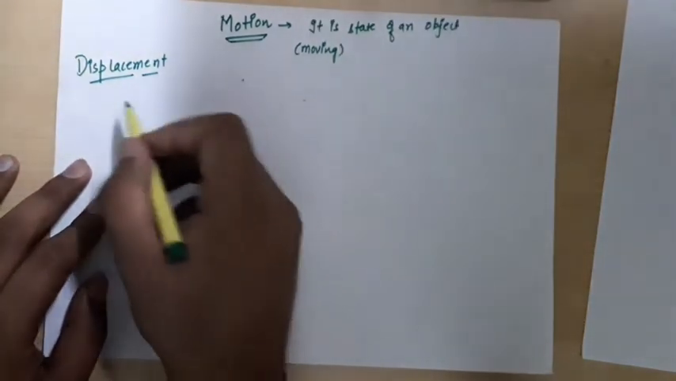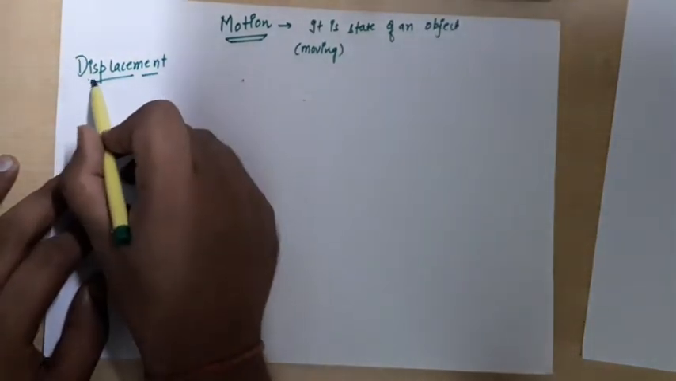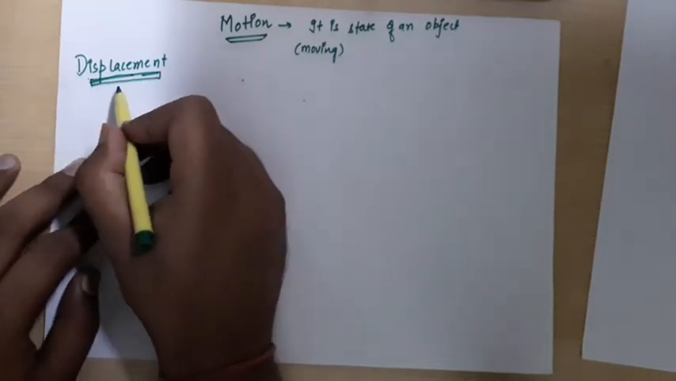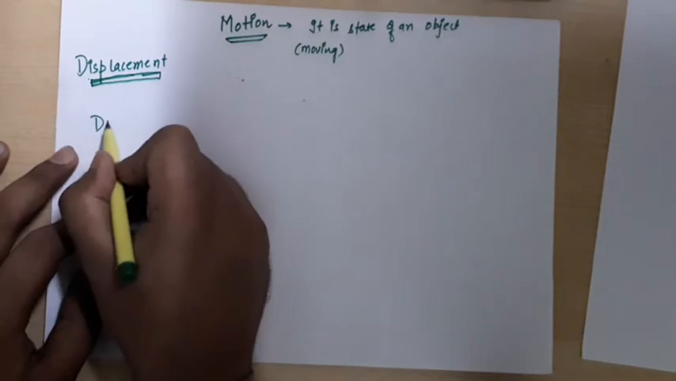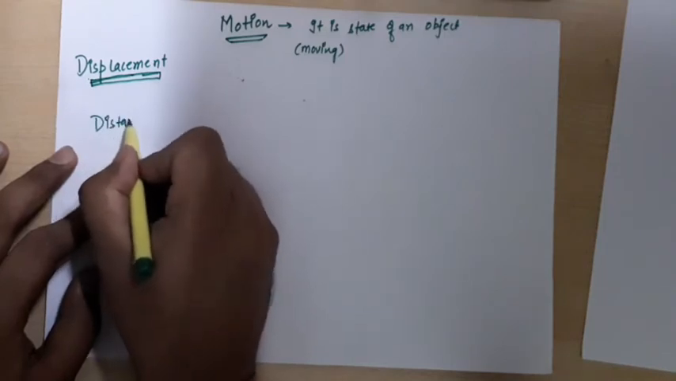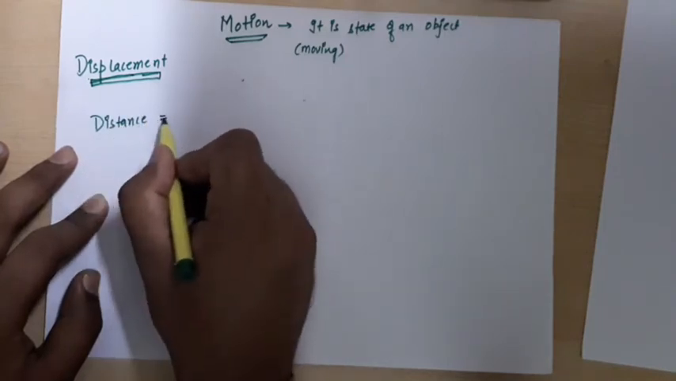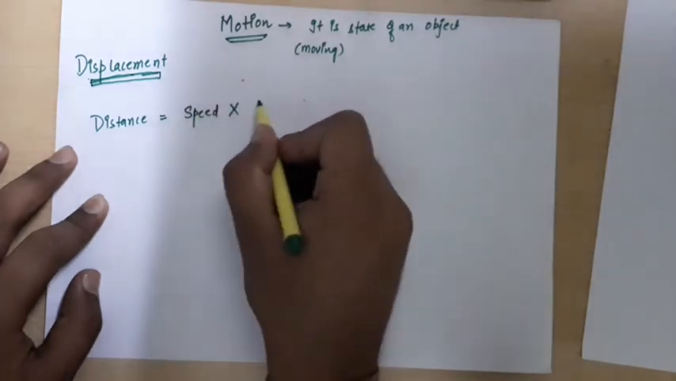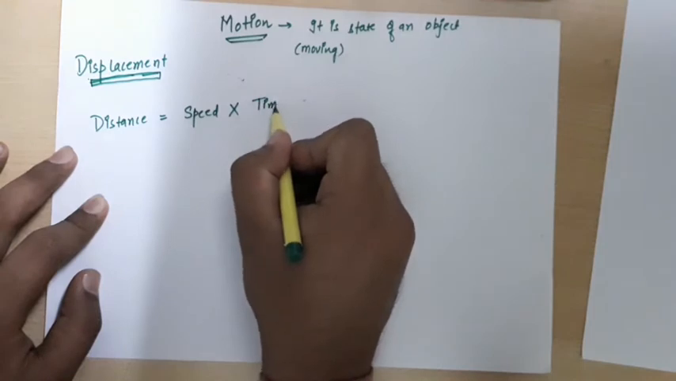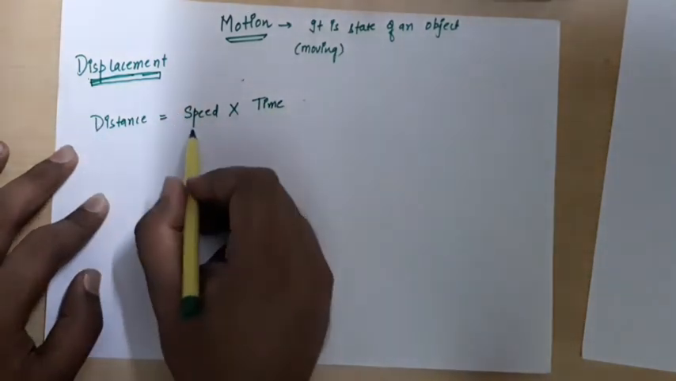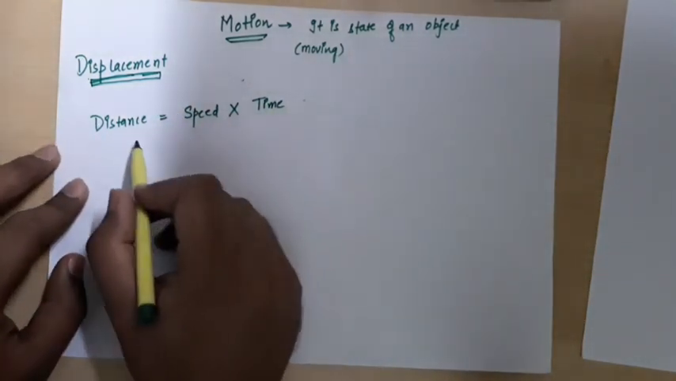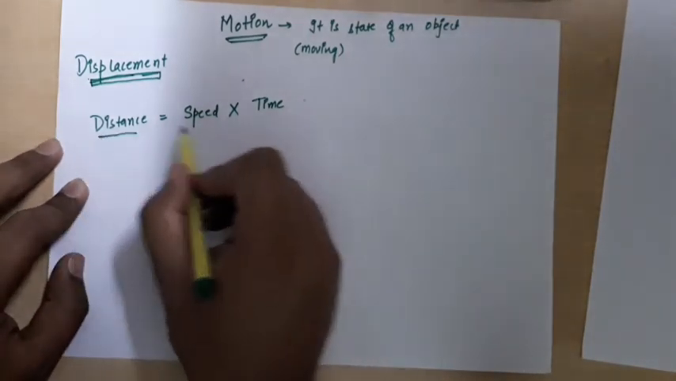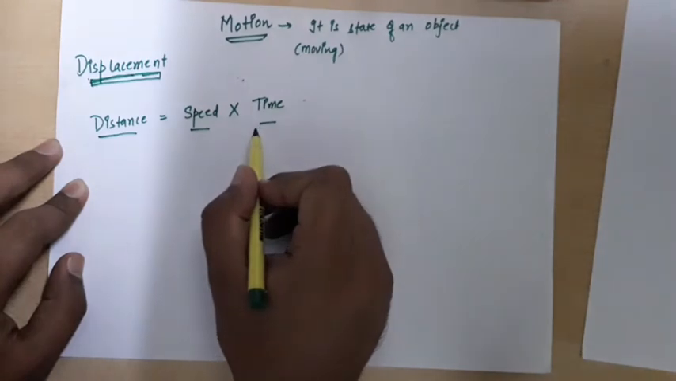So before discussing displacement, we will go to our junior standards and discuss three important things. That is distance, which is equal to speed into time. This we all have studied in our junior standards. Distance is equal to speed into time. So here distance, speed and time are the three things.